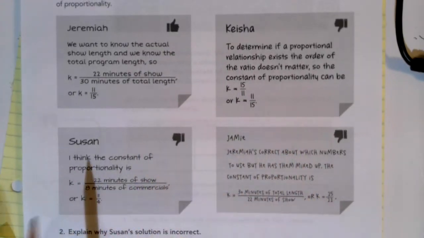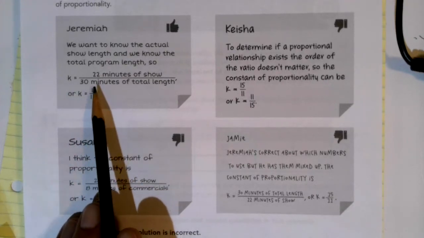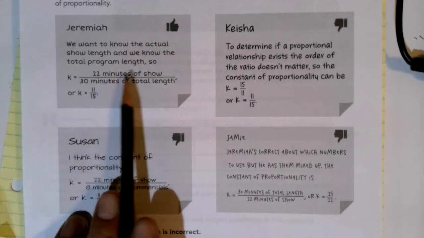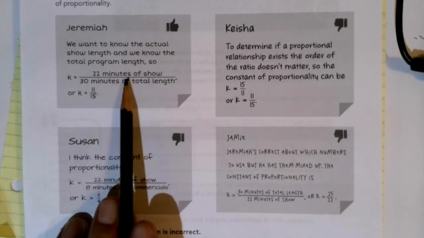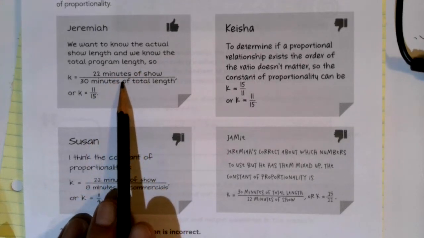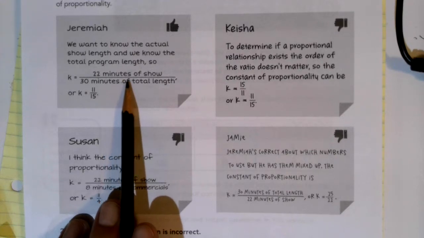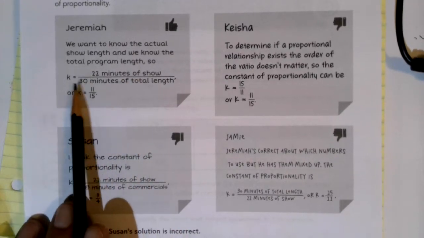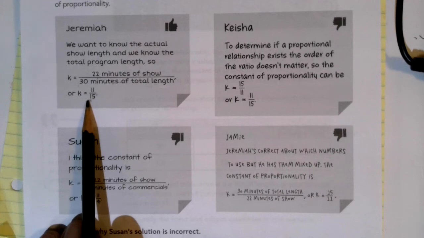So your job was to take a look at Jeremiah, Keisha, Susan, and Jamie and their explanations. Jeremiah, who's correct, says you want to know the actual show length, and then we know the total program length. So we're going to have to express it as minutes of the actual show over minutes of the total show length. That would be 22 over 30, which would give us a constant of 11/15.